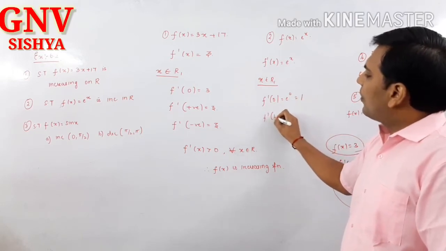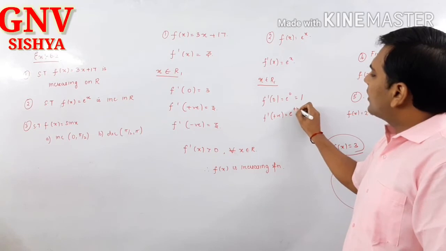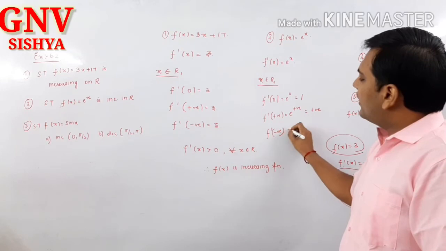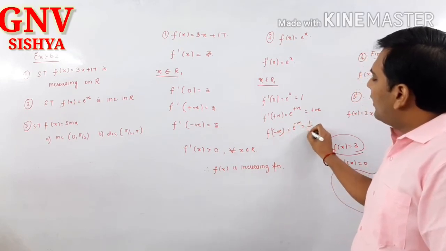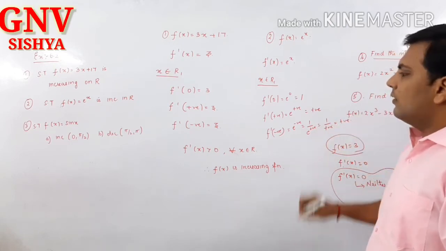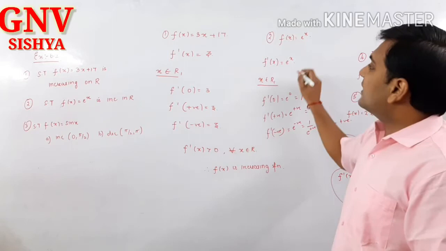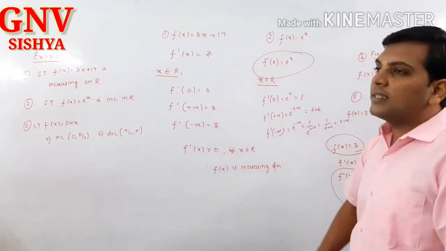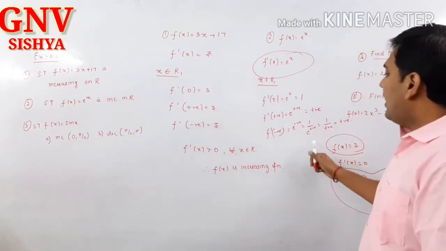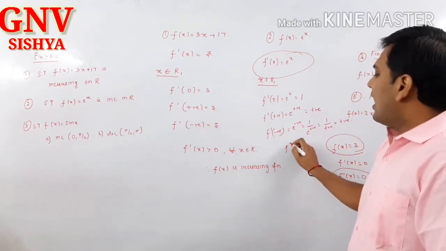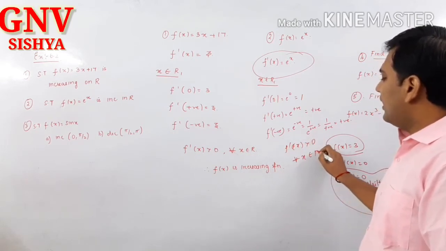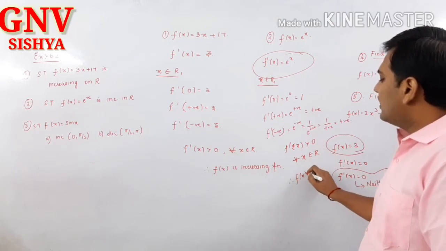If I substitute a positive value, what will happen? e power a positive value will always give a positive value. If I substitute a negative value, what will happen? e power a negative value will be 1 by e power the positive value. So 1 by a positive value again gives a positive value, correct? So I can say that e power x is an ever increasing function. So what I can say is f dash of x is always greater than 0 for all x belongs to real numbers. Therefore, f of x is an increasing function.